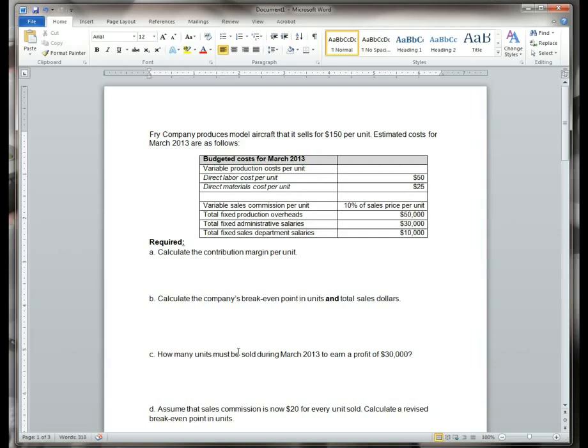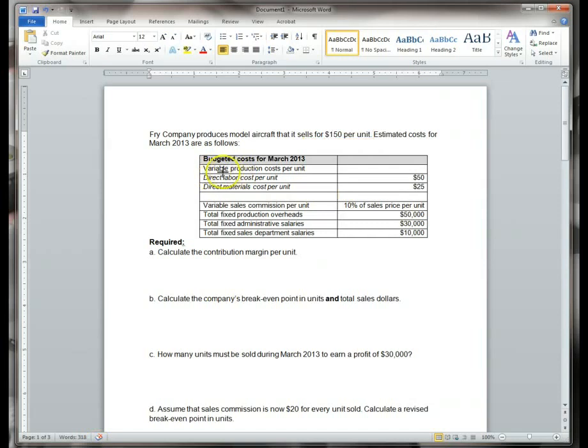You've got a Fry company. They produce model aircraft, and it sells for $150 per unit. The $150 per unit, we're talking about right here, is what we call a sales price, right? Because that's the price that it sells for. Okay, so then they say, estimated costs are as follows.